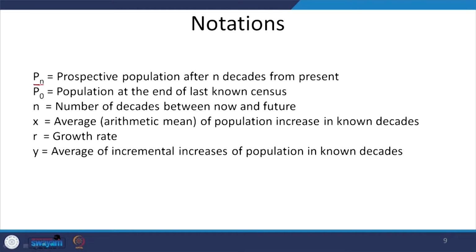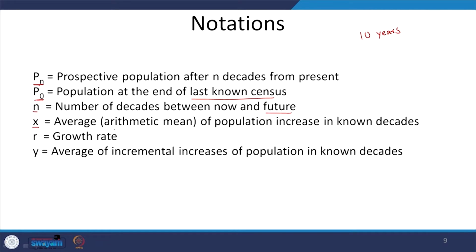Some variables we will look at. P is the population after n decades. Decade is equal to 10 years. P naught is the population at n equal to 0, right now, or at the end of the last known census year. N is the number of decades between the end of the last known census and the future point at which you want to calculate the population. X, different variables I understand, but these will be clear once we look at a simple example later.